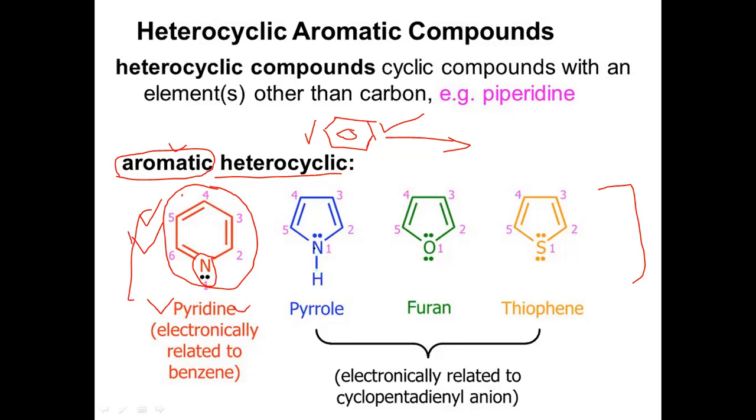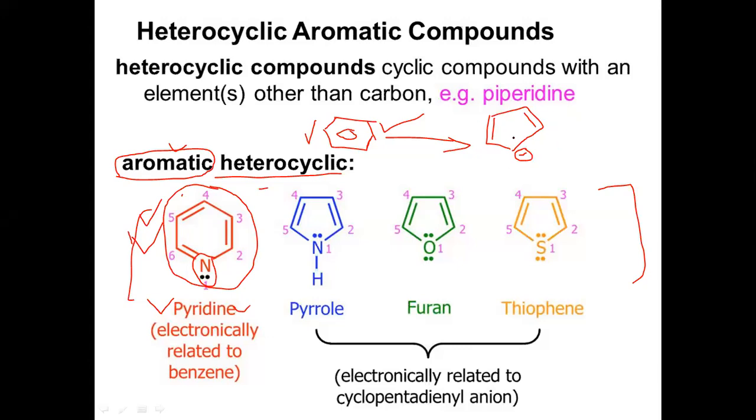Next one here is pyrrole, a 5-member ring. Before that, we know the 5-member ring hydrocarbon is cyclopentadiene. It is non-aromatic, but with one negative charge on the 5th carbon, this structure becomes aromatic.